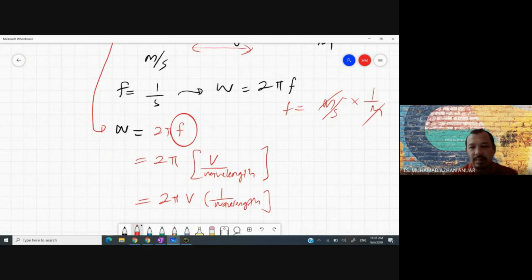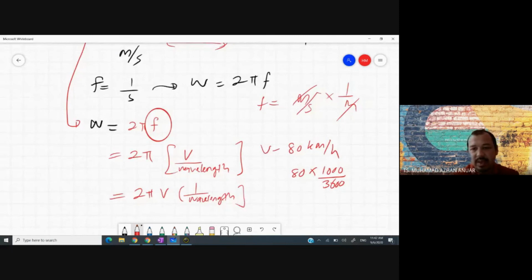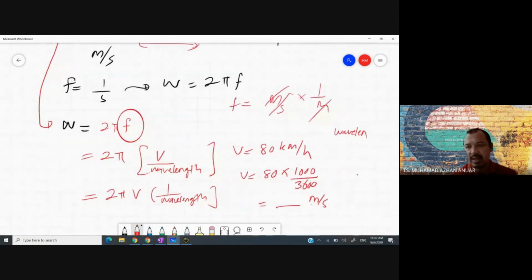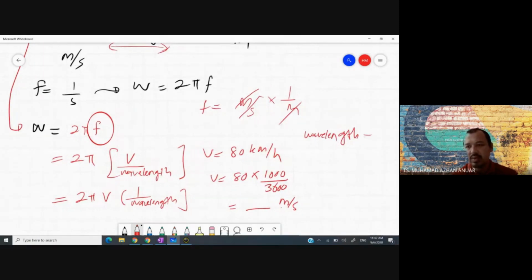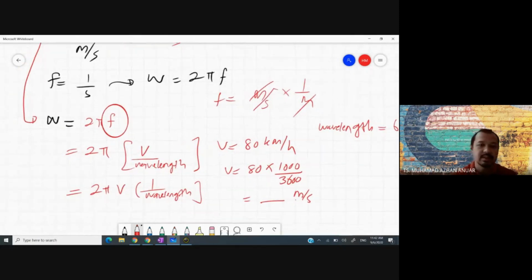For example, let's say your car travels at 80 km per hour. So in meter per second, you get 80 multiplied by 1000 divided by 3600. This is v, so you get the answer in meter per second. And the wavelength, for example, is 6 meter, which means you just take a certain period of time for 6 meter.